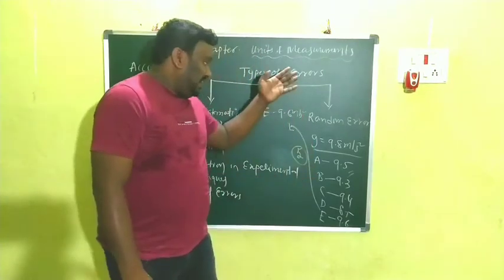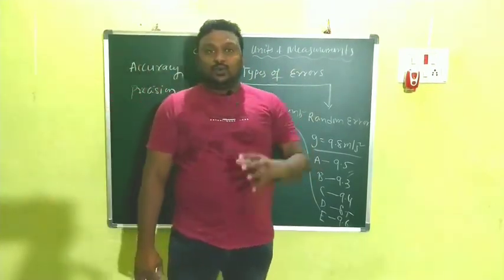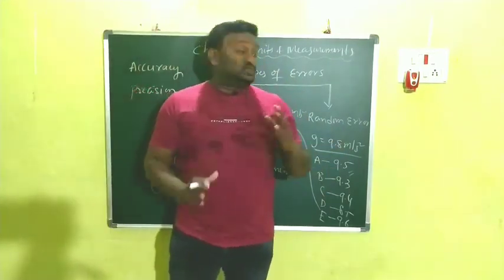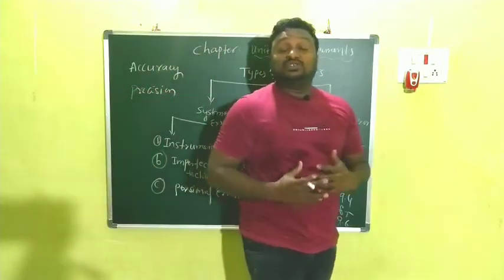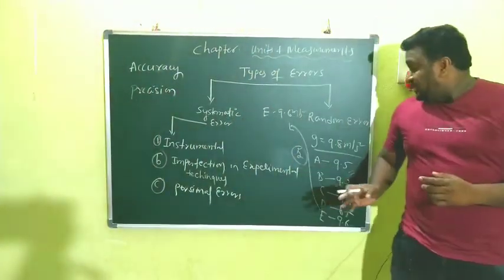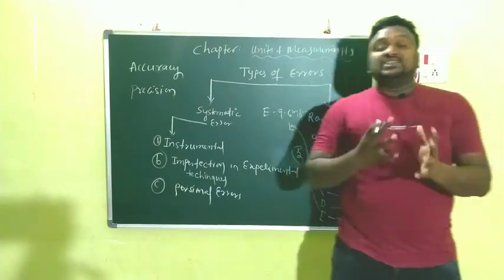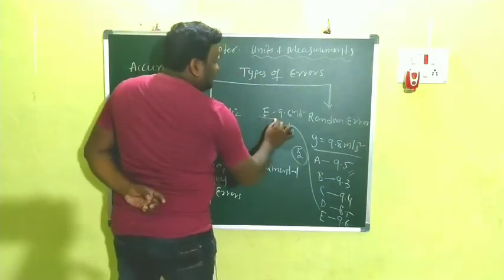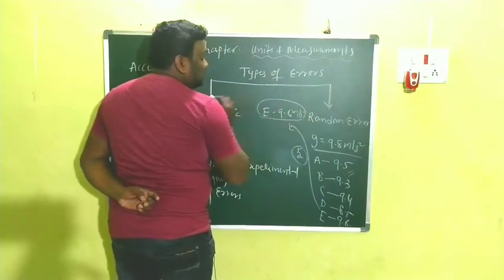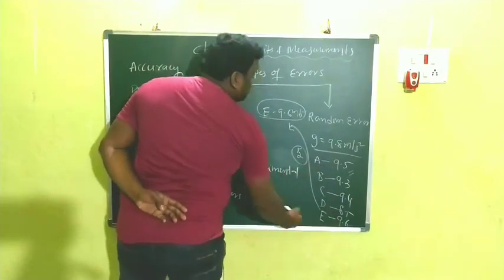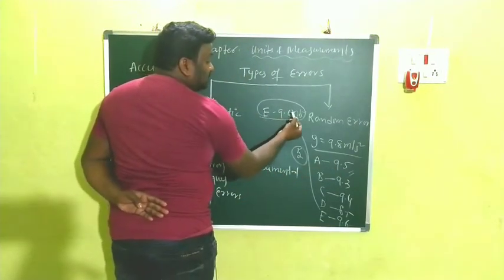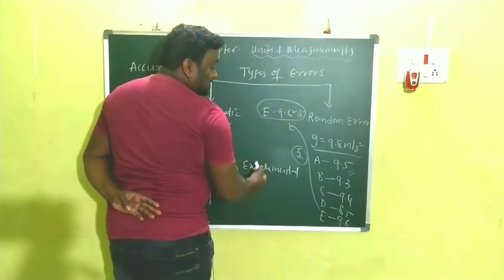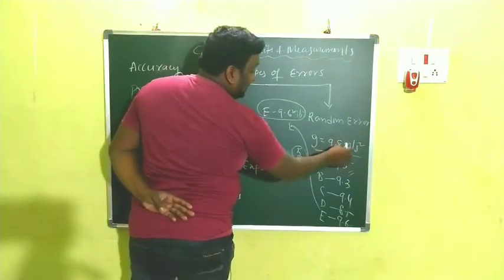Among these 5 students, looking at all the values, which one is very close to the true value? This 9.8 is the true value. Which value is very near to 9.8? Yes, the value of E, 9.6 meter per second square. Among these 5 students, the value of student E is very close. He measured the value 9.6, and that 9.6 is close to 9.8.